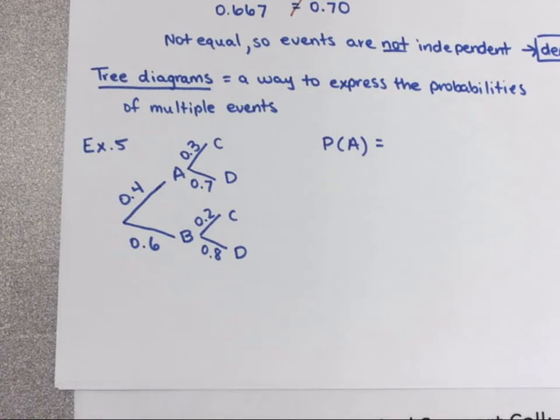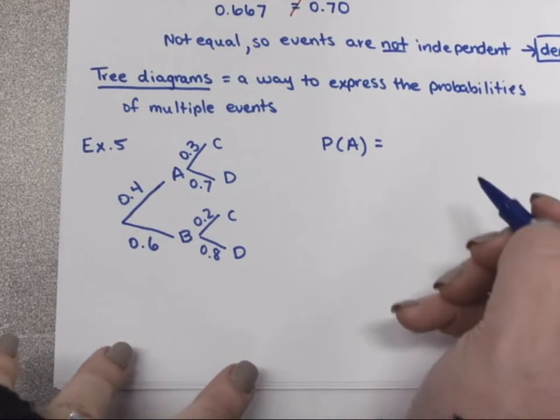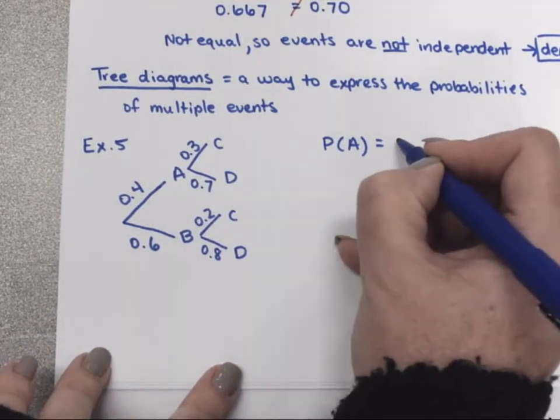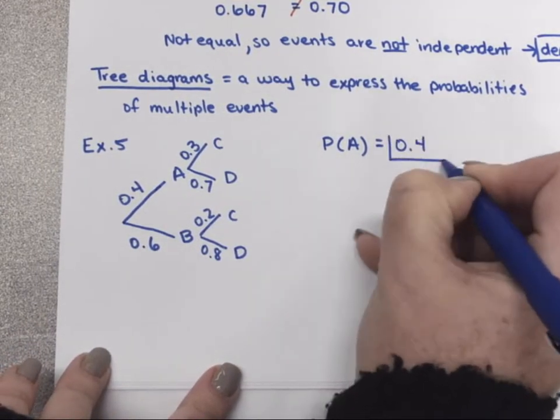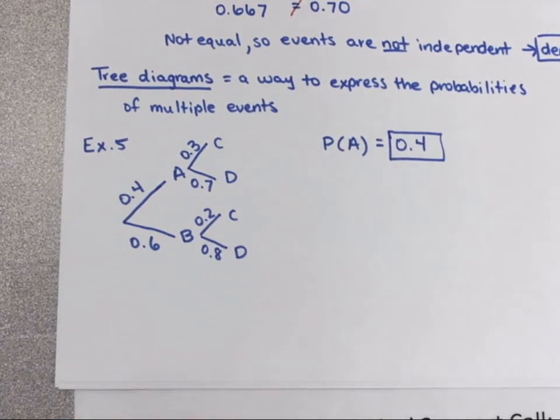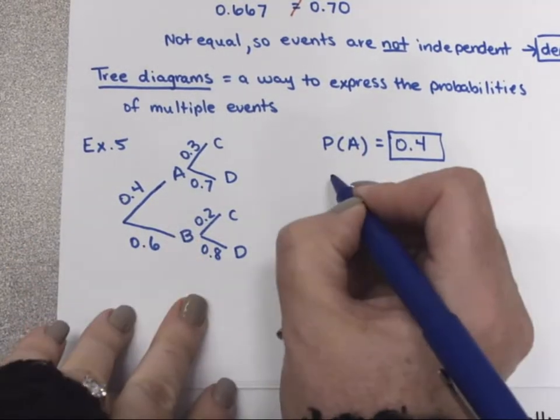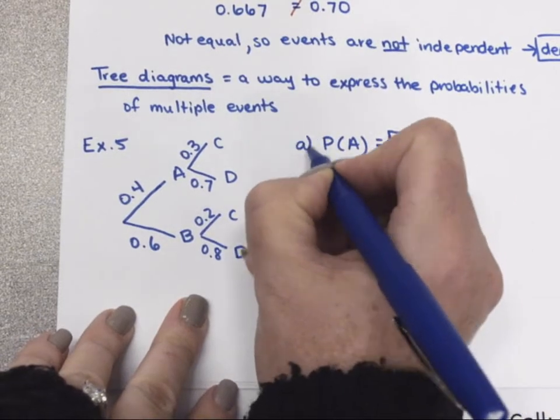So I'm going to ask you some questions based on this tree diagram. What's the probability that we go the A route as opposed to the B route? Just read the tree diagram. What is it? 0.4, right? That's literally how it reads. Let's make that part A.